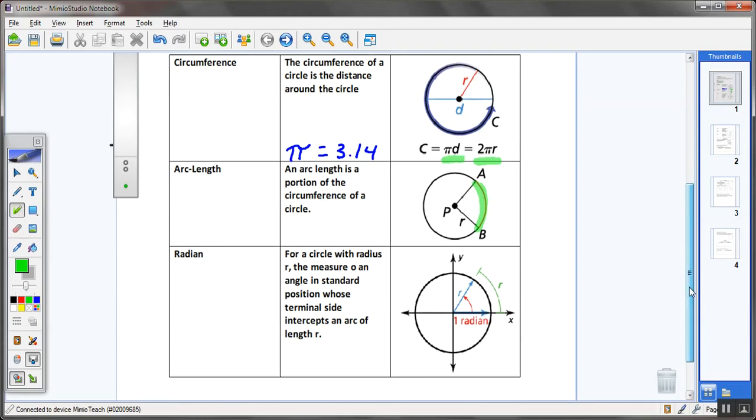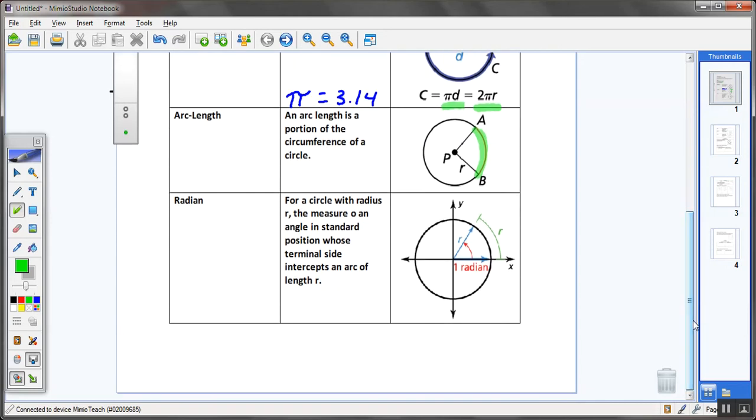One term that will be very new for you today, guys, is radian. I need a volunteer to read that definition of radian for me. For a circle with radius r, the measure theta of an angle in standard position whose terminal side intercepts an arc of length r. Okay, so we're going to change this O to the Greek letter theta. It's an O with a line through it. This is the angle right down here. Call this angle theta, like so.